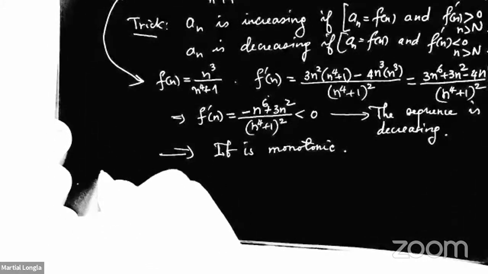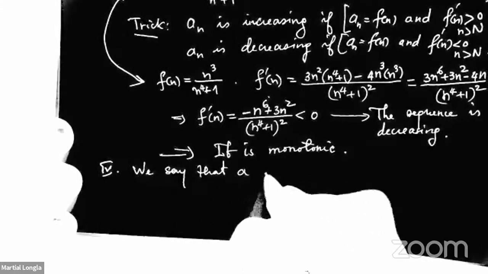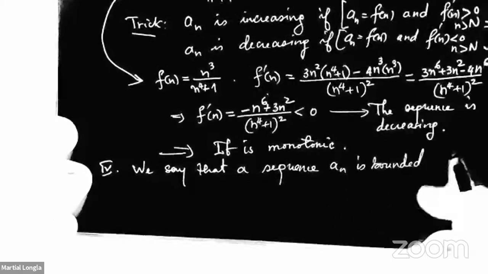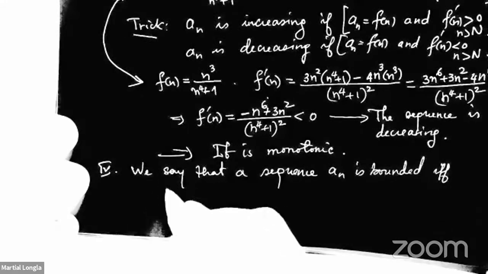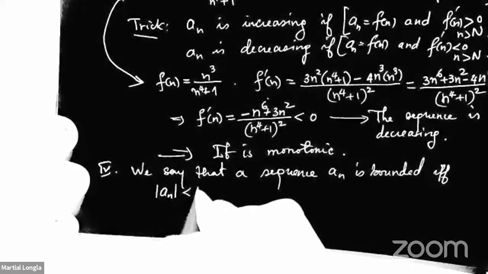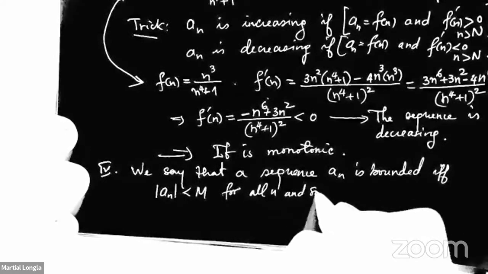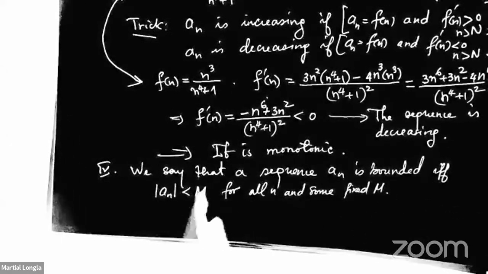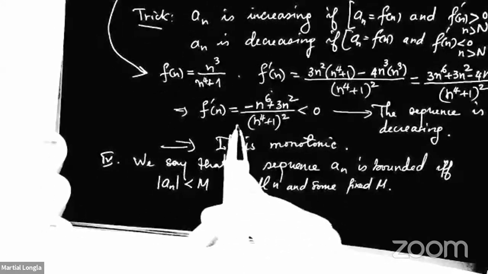We say that a sequence an is bounded if and only if the absolute value of an is less than M for all n and some fixed M. So if there exists a number M that is larger than all terms of the sequence, we say that the sequence is bounded, right? In absolute value, right?